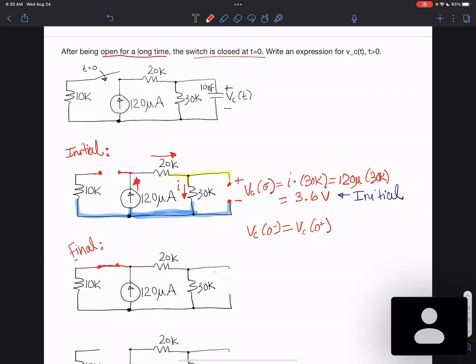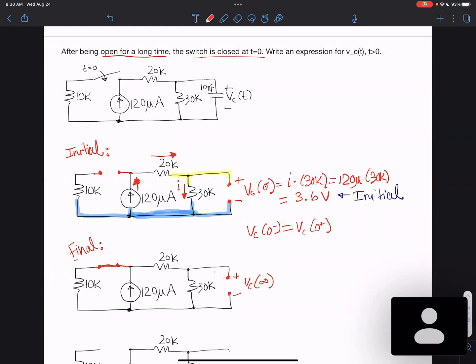Okay. Not too hard. And what do I do over here for the capacitor? Just leave it open again. And then this time it will be the same polarity, plus to minus VC. And this is now considered my final, which I use the notation of infinity as final. So now we're going to analyze this circuit.